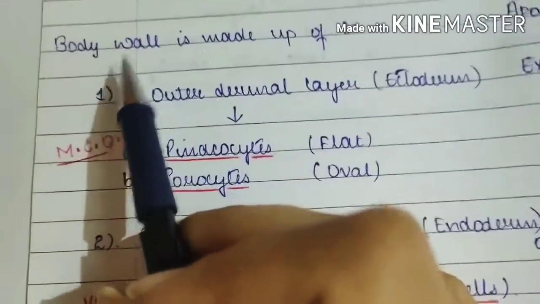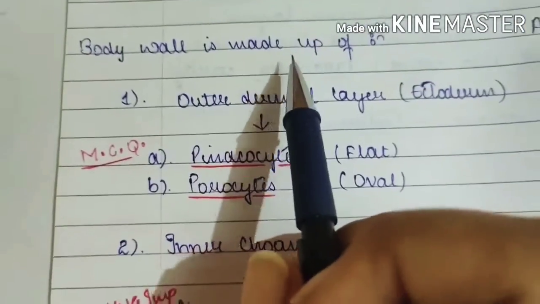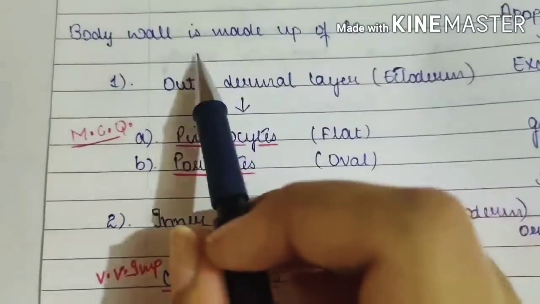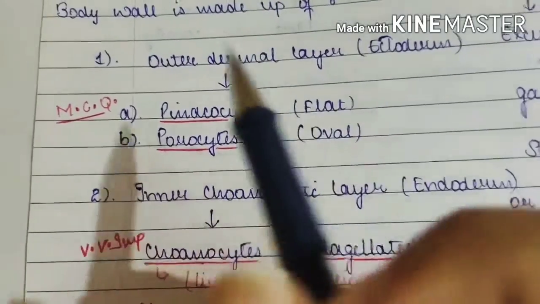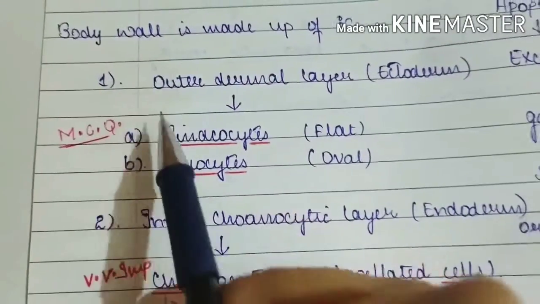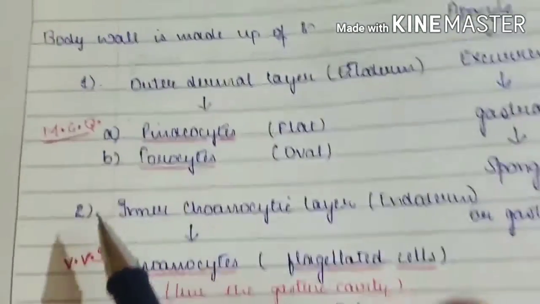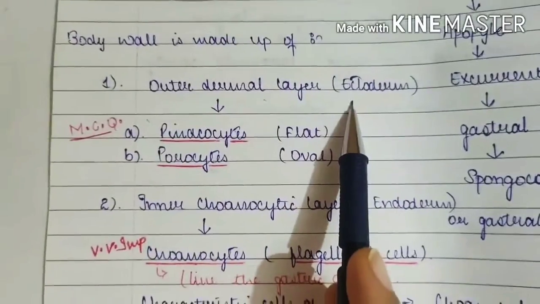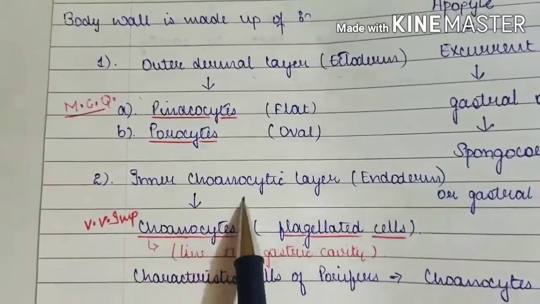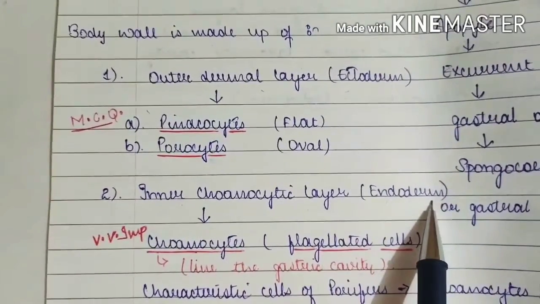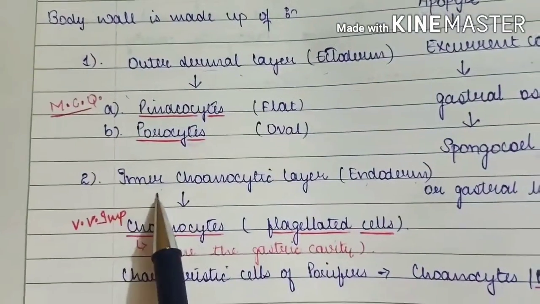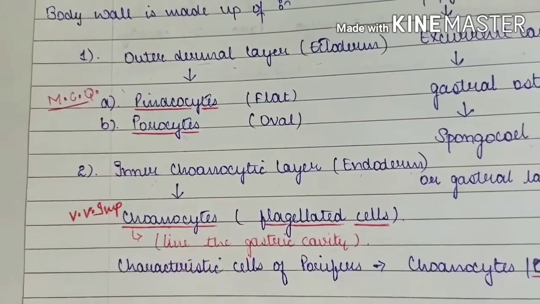As we have discussed, it has two layers, one outer layer and one inner layer. That is, they are diploblastic animals, so their body wall is made up of two layers. One is the outer dermal layer called the ectoderm, and the other is the inner layer known as the endoderm. The outer layer is the dermal layer. The inner layer is the conocytic layer.